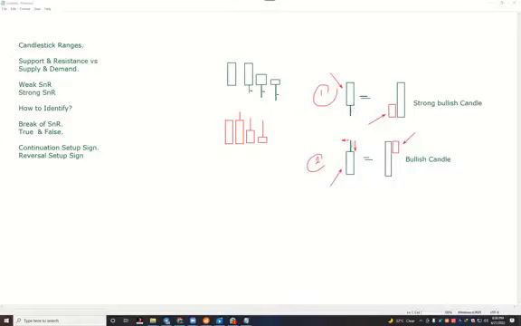When the wick is only at the topward side, what is the meaning? And when the wick is from the bottom and from the topward side, then what does it mean, right?